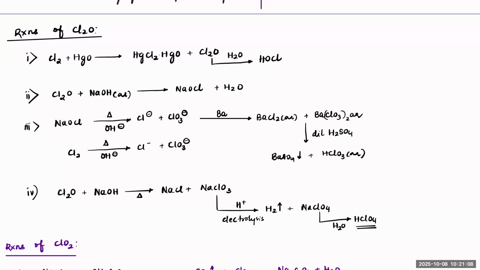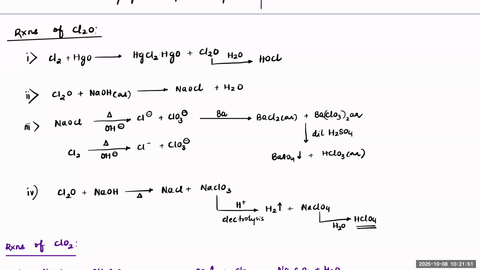And Cl2O, because it is a hypochlorous acid anhydride, when you add it with NaOH, an acid-base reaction will take place. NaOCl plus H2O will be formed. NaOCl, when you react with OH minus, because OCl minus will further oxidize, this will become Cl minus and further oxidize to ClO3 minus. In fact, the same logic appears even with Cl2 when you are heating it in the presence of OH minus, in a hot and concentrated solution. That is the same thing which you will get. So you will get Cl minus and ClO3 minus.